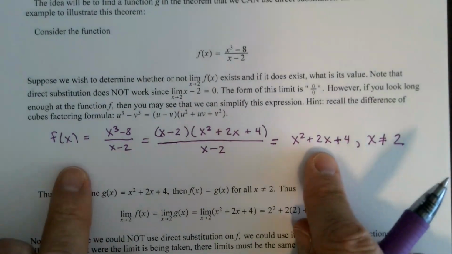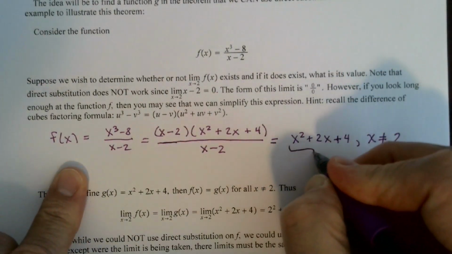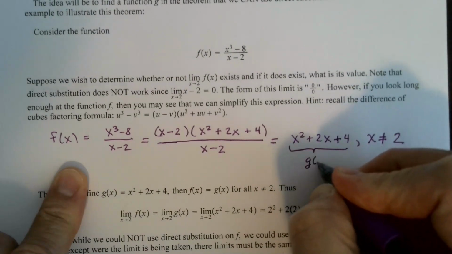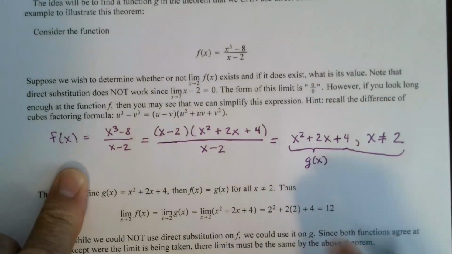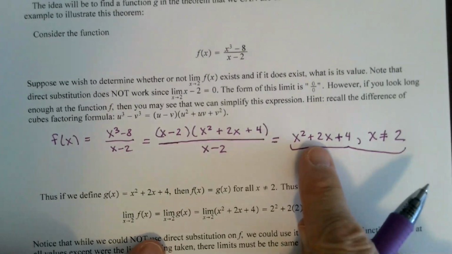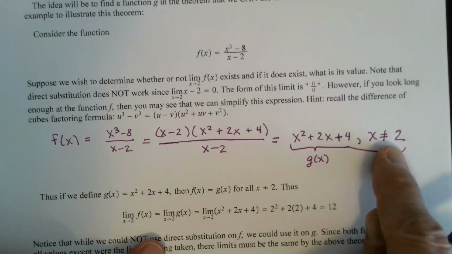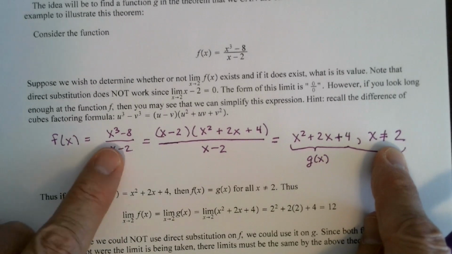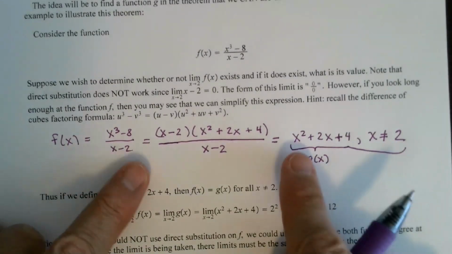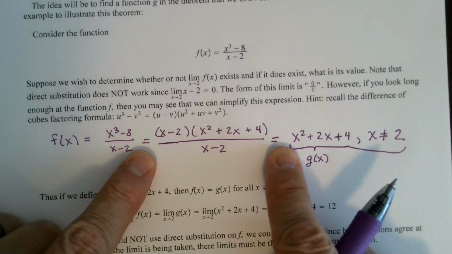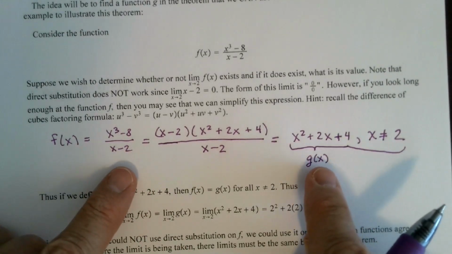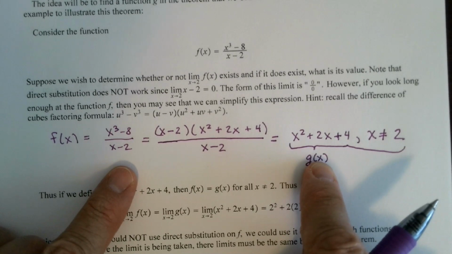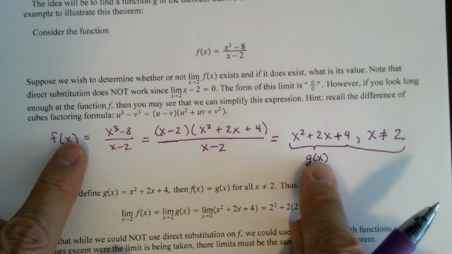These two functions, let's call this function g of x. So the function g of x, actually let's include the restriction. Function g of x defined this way for all values of x except 2, and the function f of x, the original function we had, they are equal to each other for all values of x not equal to 2. And that means the limit as x approaches 2 of g of x must be equal to the limit as x approaches 2 of f of x.